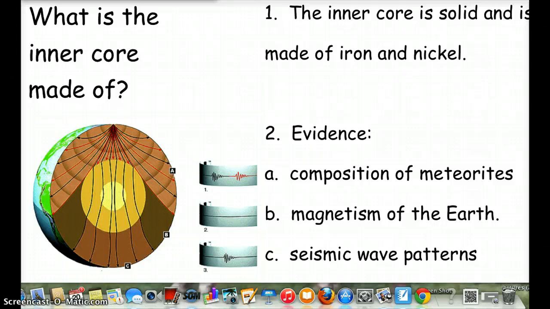Scientists believe that the magnetism of the Earth is caused from the liquid iron and nickel in the outer core. There's convection currents that occur in the outer core, causing hot material to rise, cooler material to sink, and this kind of creates this whirlpool, which, as that metal moves around, it creates electric currents, which in turn gives us the magnetic field of the Earth.